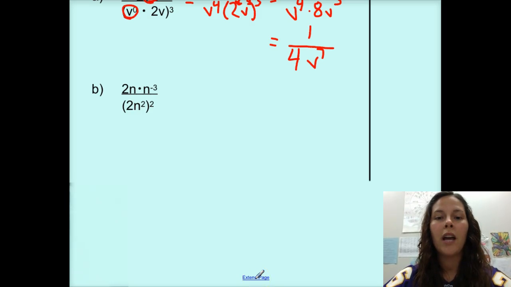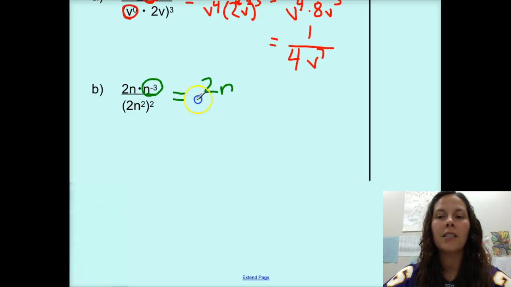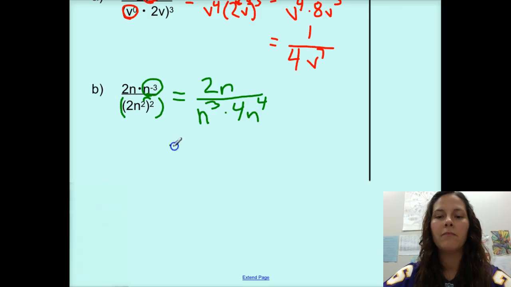Second problem, we have again a negative exponent, so I'm going to move that to the denominator and make that exponent positive. My 2n will stay in the numerator. In the denominator, I have this power, so I'm going to distribute that 2. 2 squared is 4, and 2 times 2 is 4. My power of a power rule. In the denominator, I'm going to multiply my n's together. So I still have 2n in the numerator. 4 is my coefficient in the denominator.